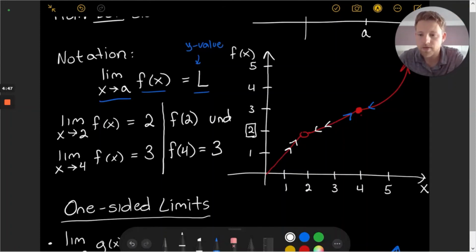So sometimes the limit values are equal to the functional values, but sometimes they are not. So again, we want to think about these two concepts separately. Sometimes they happen to be the same, but in general, they are not the same.